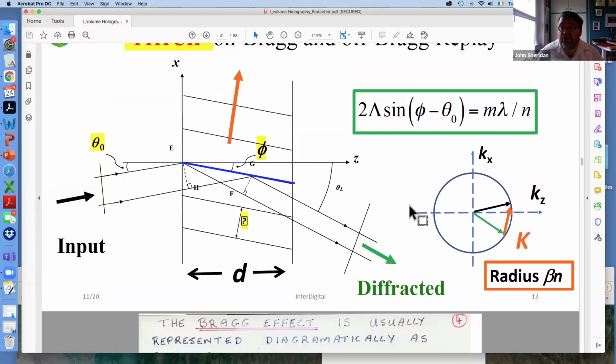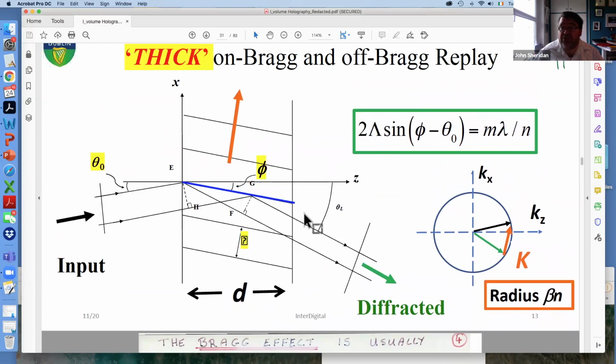And it turns out that we can show that for this Bragg condition to be satisfied, it must obey the following relationship. And again, we have an integer here. We've got the replay angle, we've got the slant angle here, and the period. This now is the slanted period inside the volume, and we have an integer. So for a single grating, we can have multiple on-Bragg replay conditions.